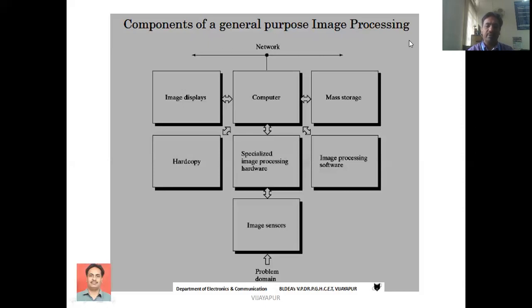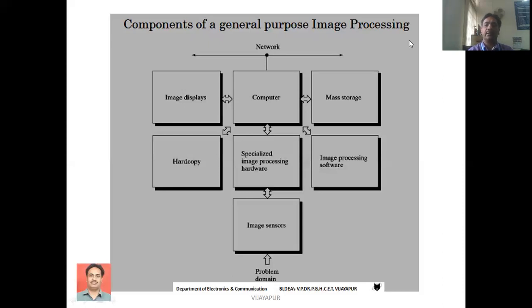Okay, first we have a problem domain, right? The problem domain may be any application. Depending on the application of the image processing, the problem domain may be anything. Okay. So first we have image sensors. The basic application of image sensors is to capture the image. So to capture the image, we require image sensors.